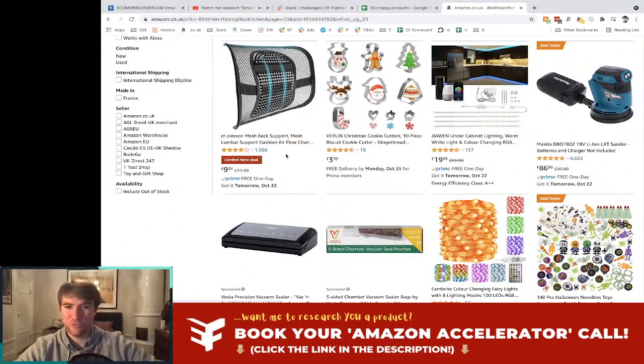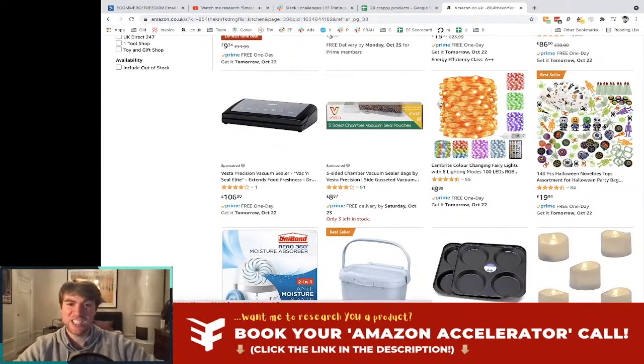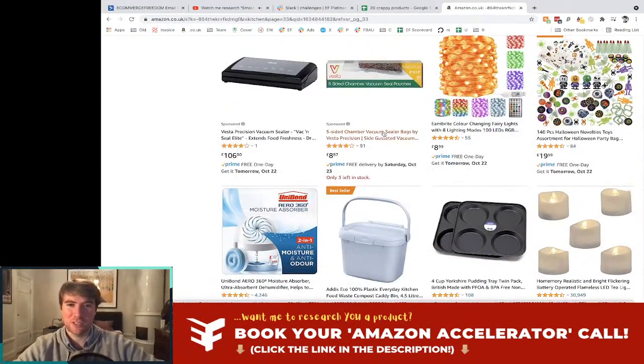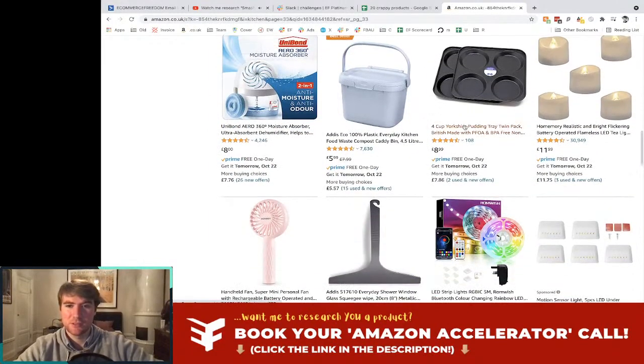Mesh back support, reviews are high. Look for low reviews as well. That could be a good indicator that the niche is still up and coming. Vacuum seal pouches. Yorkshire pudding tray twin pack.